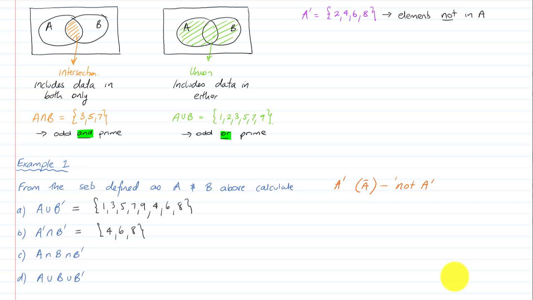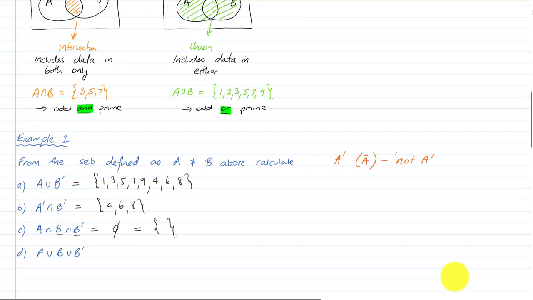And then A and B and not B. Well, this is a bit of a trick question because B and not B, what elements exist in B and also exist in not B? This is the null set, or a set that contains nothing, not 0, so it contains nothing.